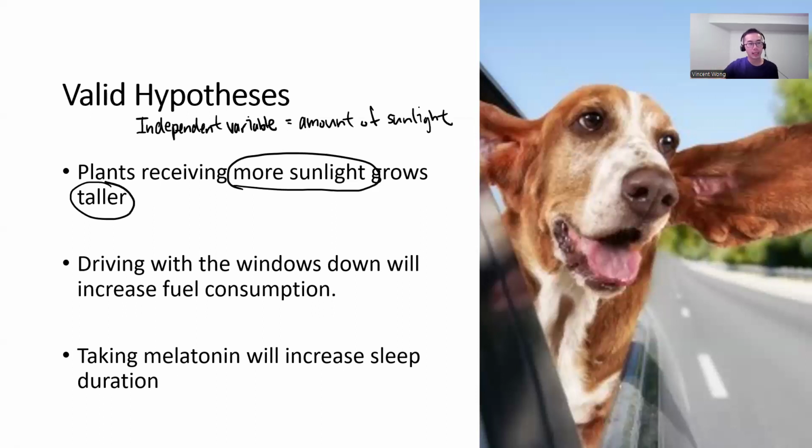Let's say we do an experiment to test the second hypothesis: driving with the windows down will increase fuel consumption. What would be the independent variable in the second case? What is the independent variable?